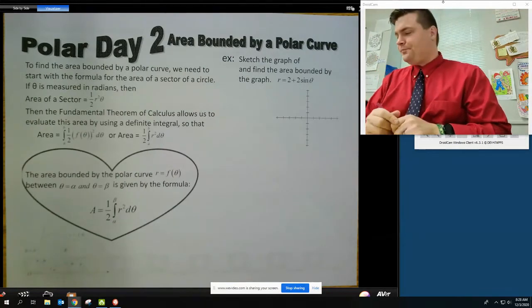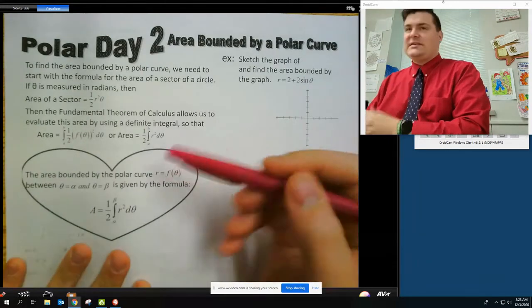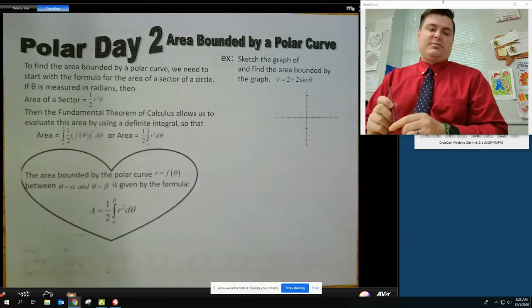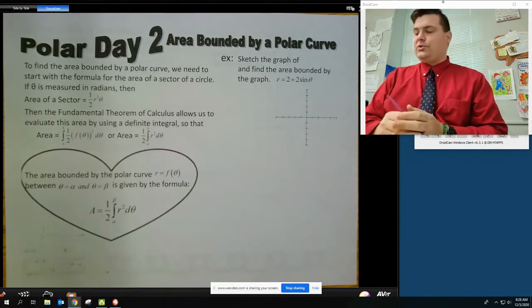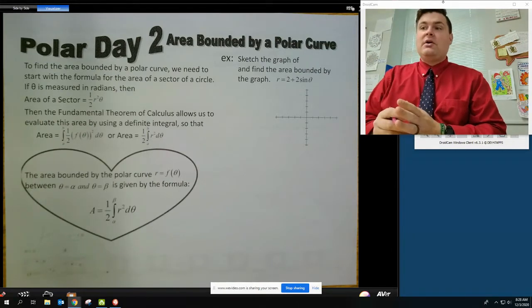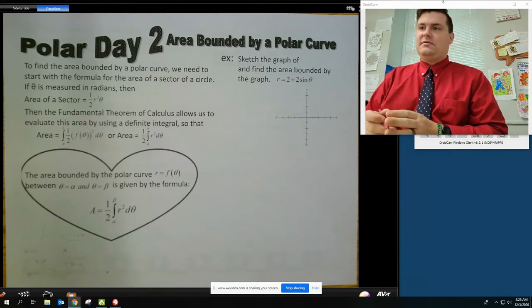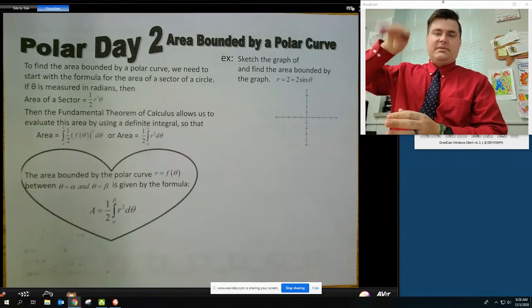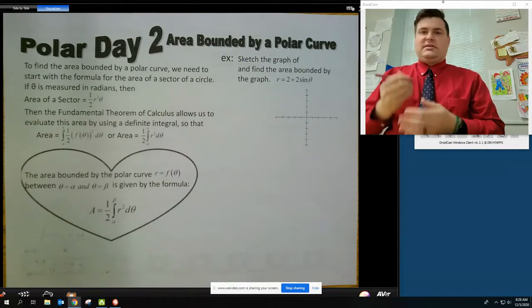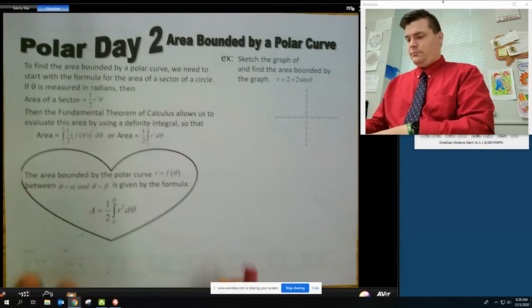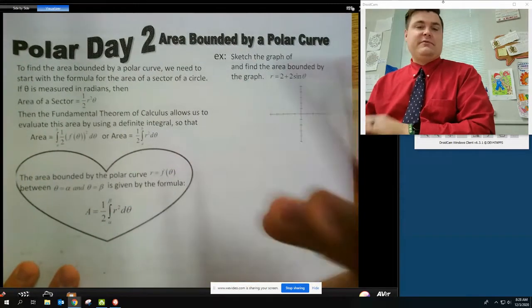So what's important to know is we have to know how to sketch these. If we don't know how to sketch them, we're not going to know if it's going to repeat itself, because it's totally possible that some of these graphs will repeat themselves and just keep doing the same thing over and over again, which we don't want, because we don't want to double count the area. So sketching it is a huge deal for this lesson here.